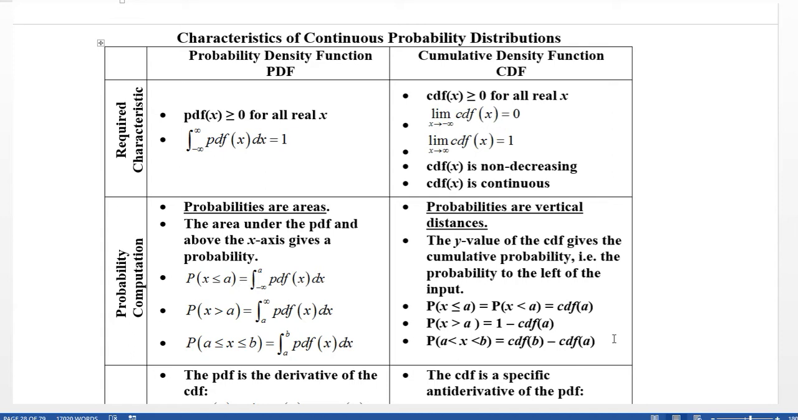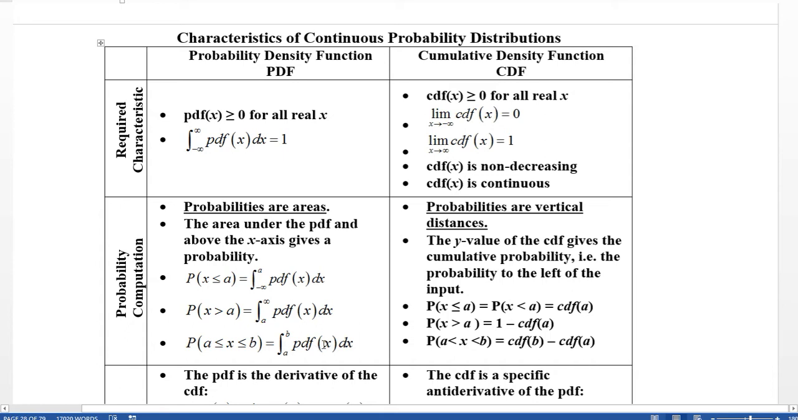So if we want to find the probability that x is less than a, or less than or equal to a, and that's the same probability, by the way, in a continuous distribution, then what we're doing is integrating the PDF function from negative infinity up to a. And if we want to find the probability that x is greater than a, we're integrating the PDF curve, the PDF function, from a to infinity. And if we want to find the probability that x is between a and b, we're integrating the PDF function from a to b.